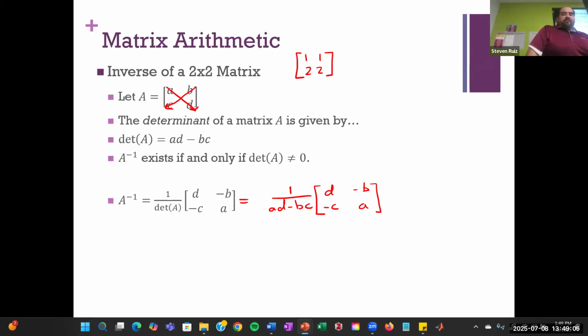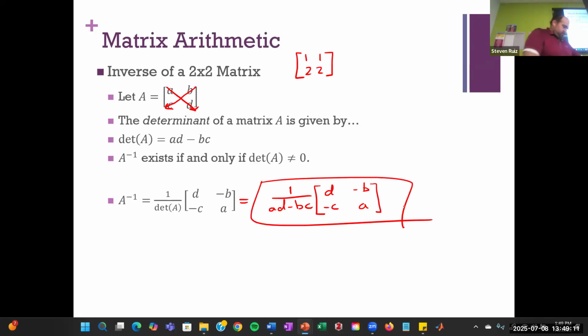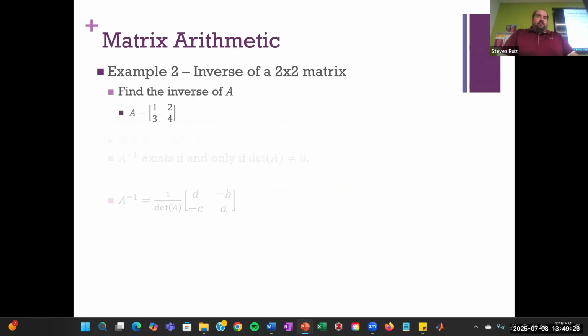How are we doing so far? So for a 2x2 matrix, this is a good way to get the inverse, as long as your determinant is not 0. How are we doing? So if I throw one at you, can we find A inverse? How do I find the inverse of a 2x2? Probably the last thing you wrote down.